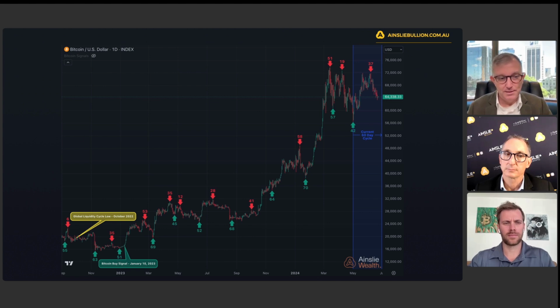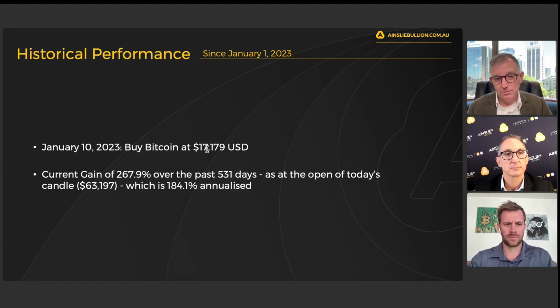Looking at the actual numbers, we bought back at 17,179, and that's over 267% currently. Annualized, that's 184%. So very good returns. That's looking at today's candle, at the open of today. Very good returns by really just following that cycle, having conviction to buy at the low, having conviction then to sell at the high when that comes. So that's what we'll be sitting here for. Keep watching every month, because when that comes, we'll be absolutely letting you know so that you can take advantage of that if you are trading that from home.